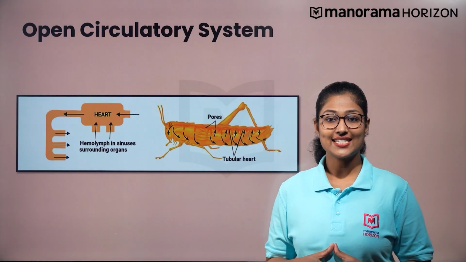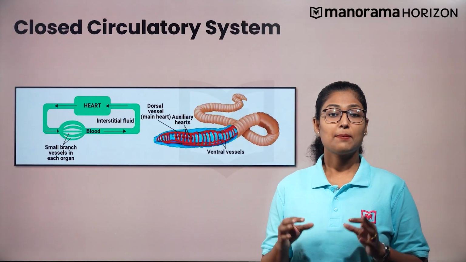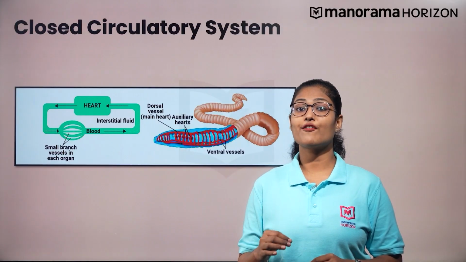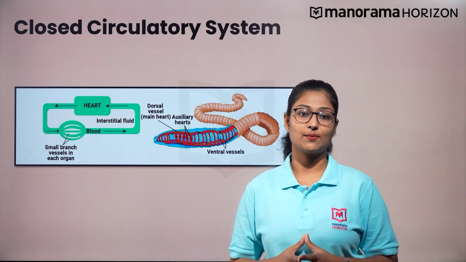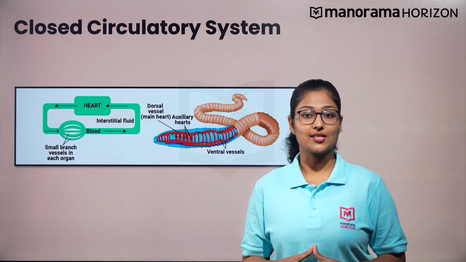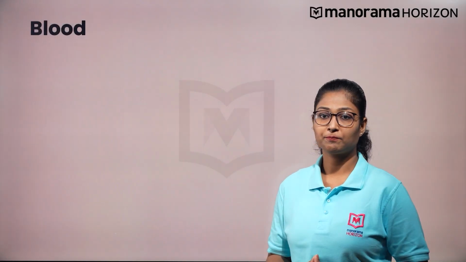The next category is a closed circulatory system. The peculiarity is that the blood flows in well-defined tube-like vessels. All vertebrates have an open circulatory system. Let us learn more about blood.